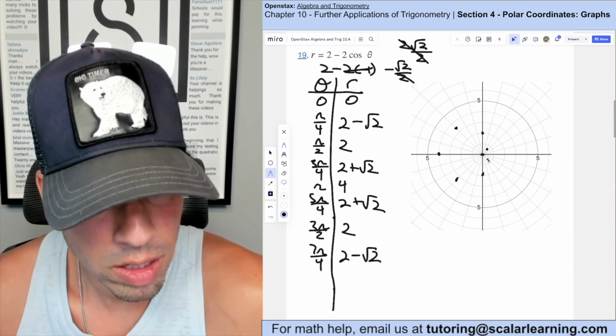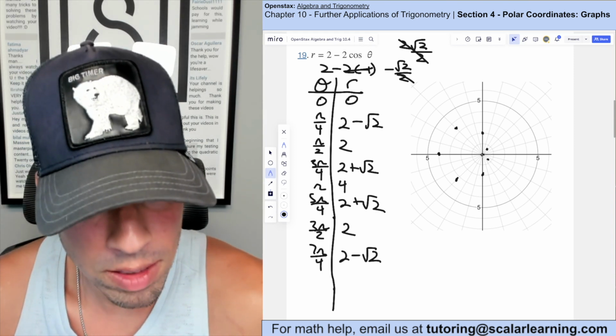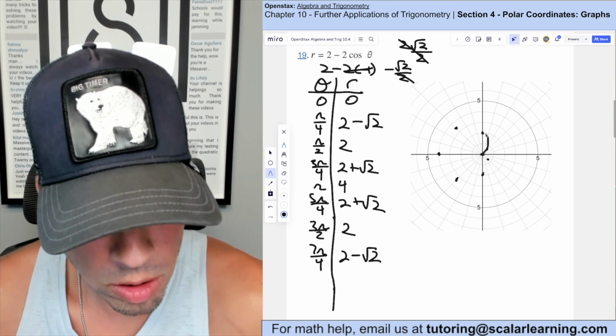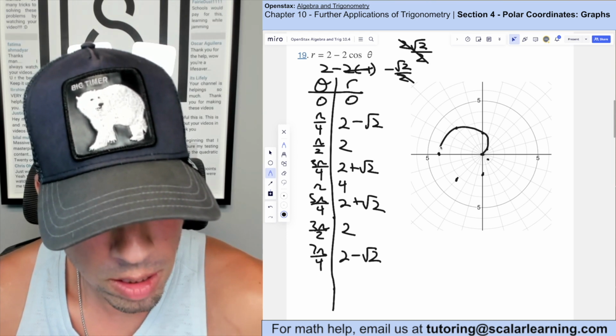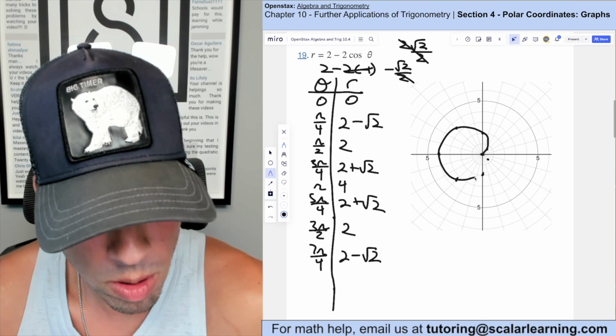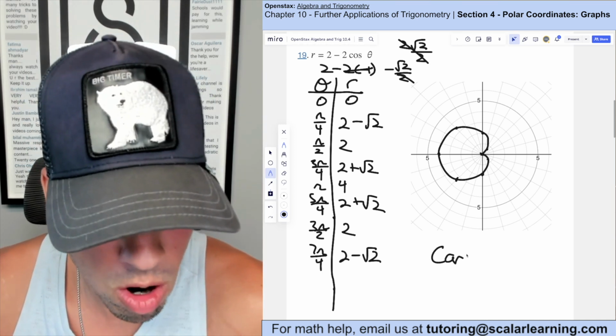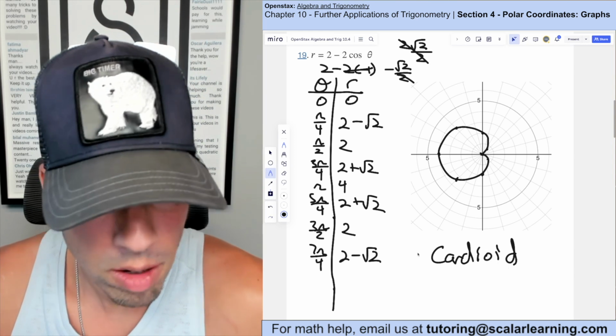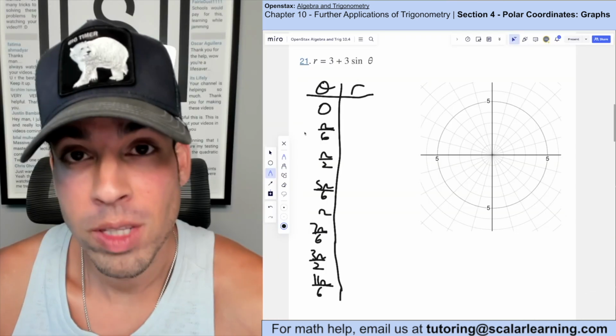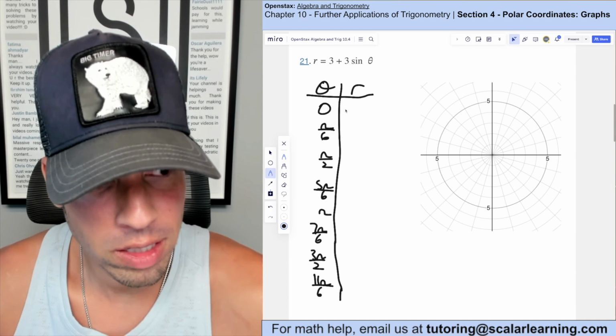And now I'm going to do my best to connect the dots. It's going to look a little funny, but we're going to try. So let's say like this, coming back around like that. And the name of this is a cardioid, like that. Boom, done.